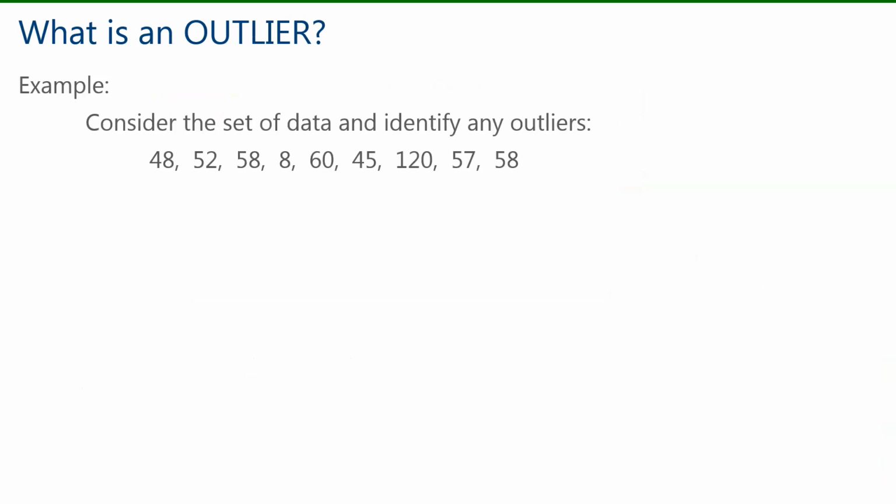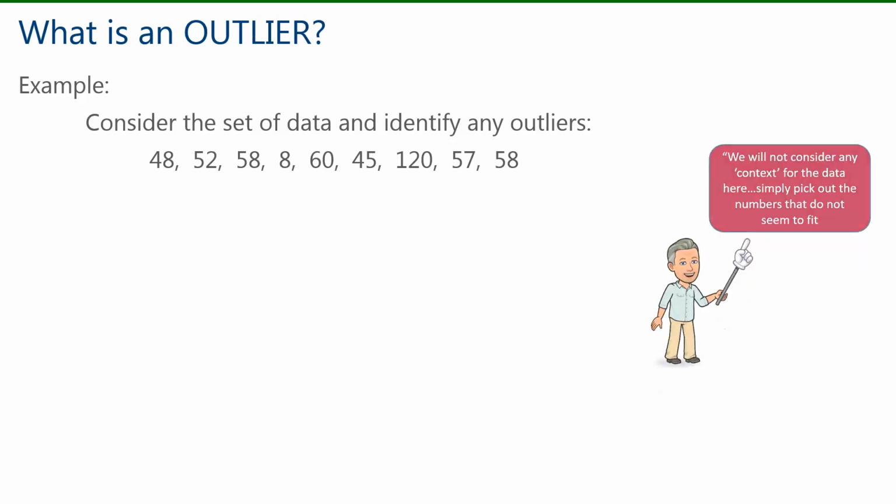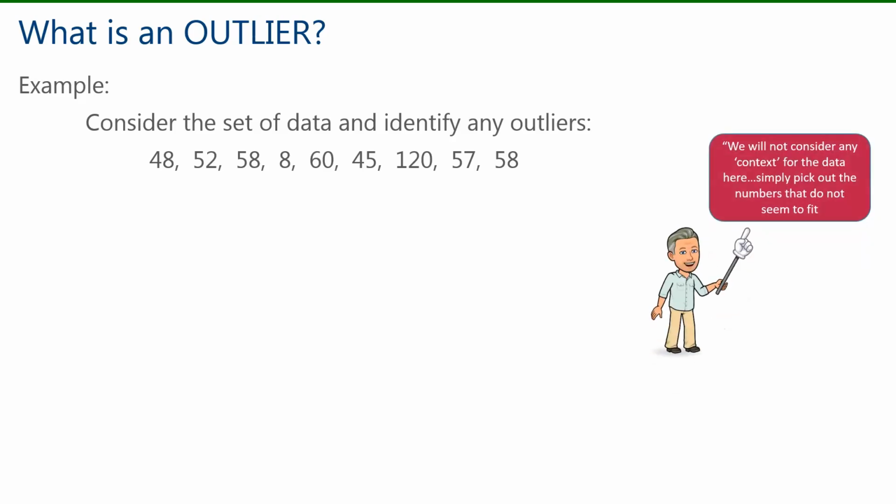Let's consider a couple of examples. We're looking at this particular set of data, and our only task here right now is to identify any outliers. It is important to note that we're not going to consider any context for the data here. The idea is to simply pick out the numbers that do not seem to fit. What these numbers actually represent, we're not going to worry about that right now.